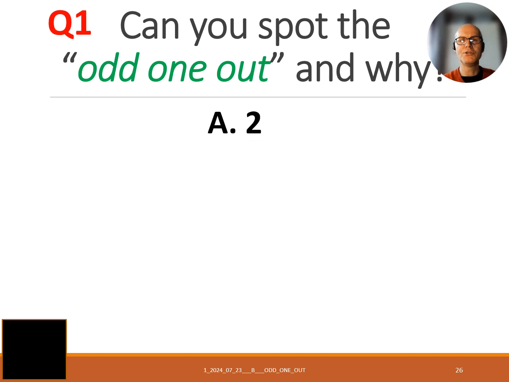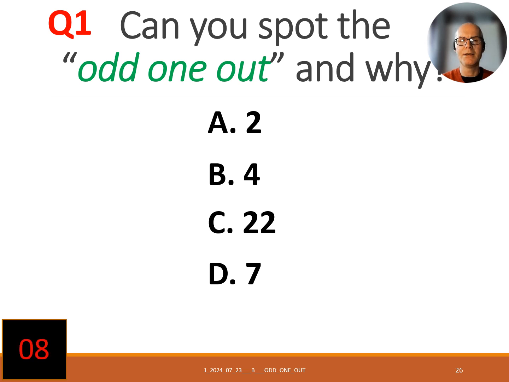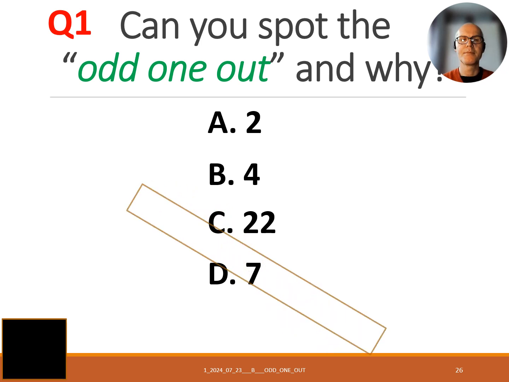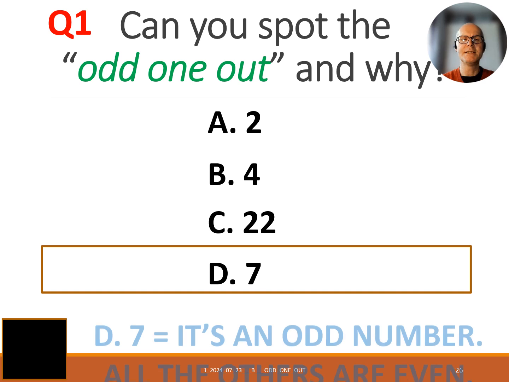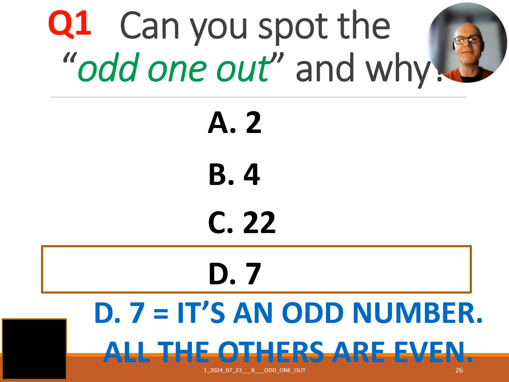Question 1. 2, 4, 22 and 7. A fairly straightforward one to get us going. 7 is an odd number. 2, 4 and 22 are even numbers. Easy one to start with. They will get more difficult.